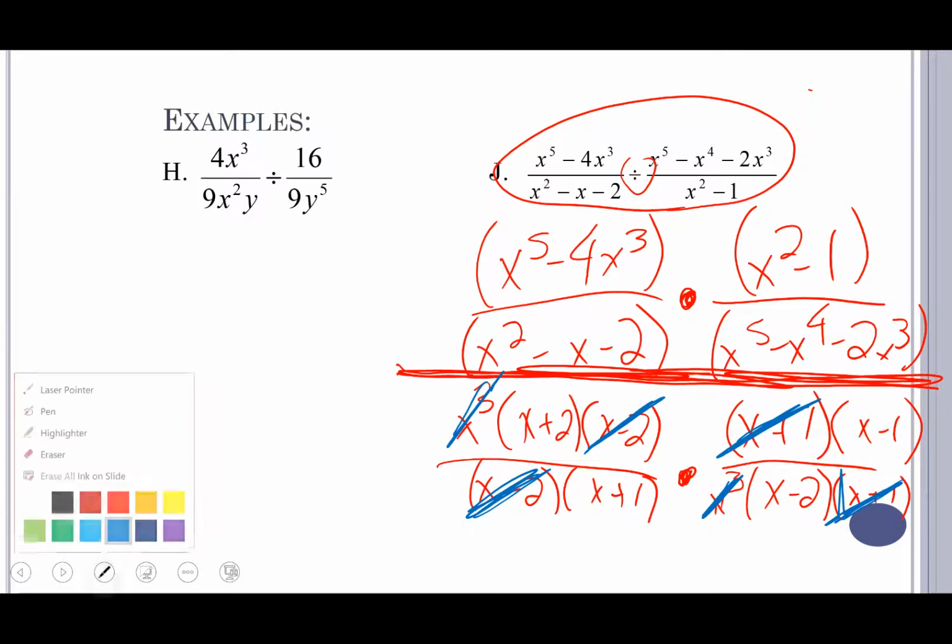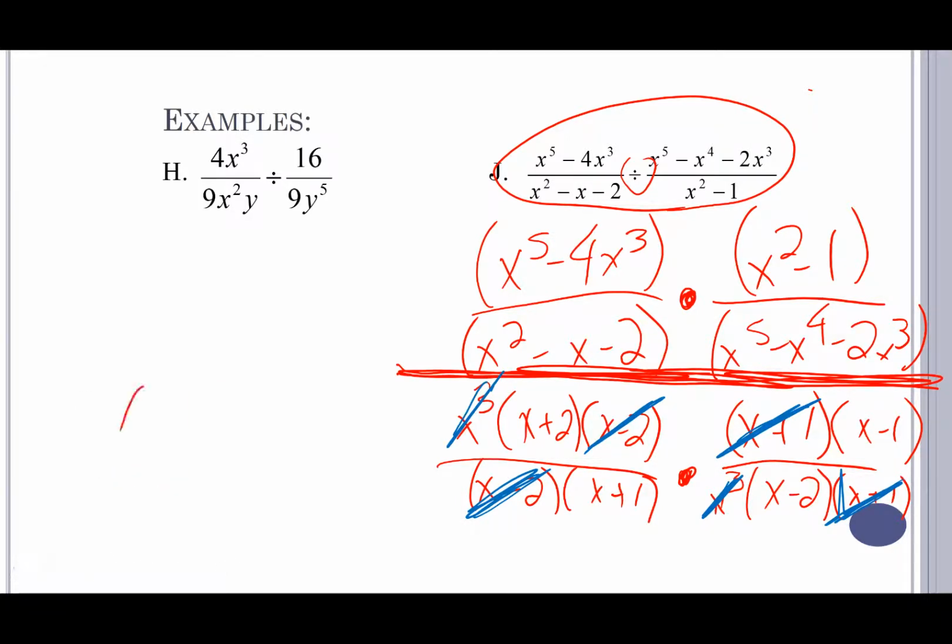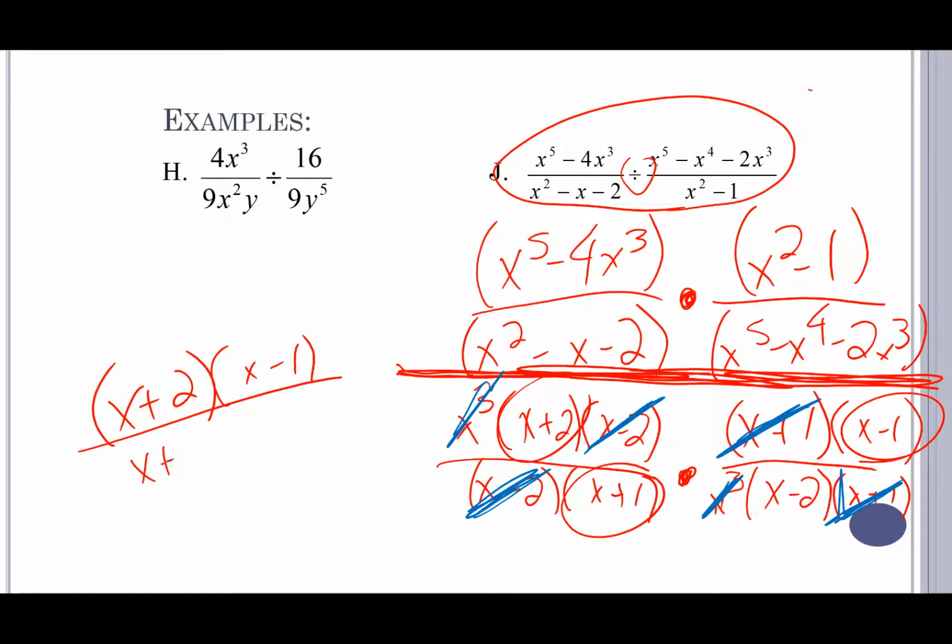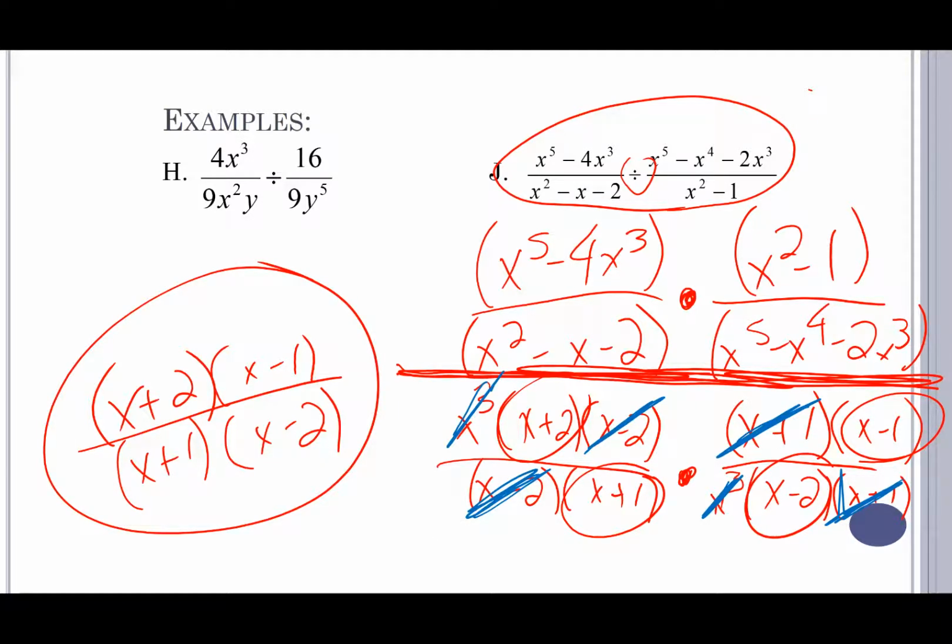Now if you multiply across, the numerator has x plus 2 in it, and also x minus 1. The denominator has x plus 1 and x minus 2. None of those cancel because they're very similar looking polynomials, but they're not the exact same thing. So that is what I'm left with as my final answer, my fully simplified version.